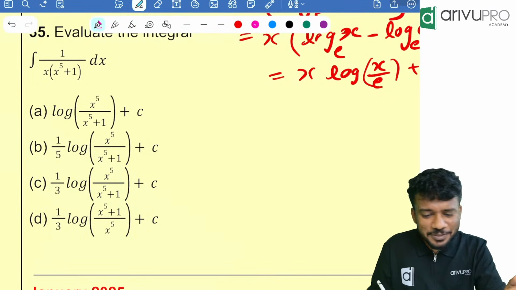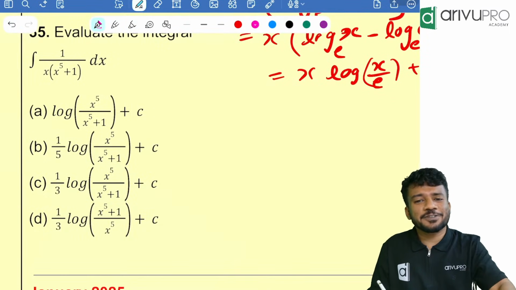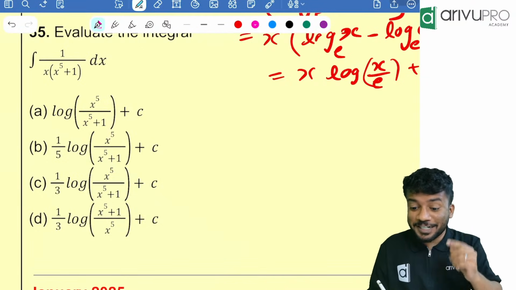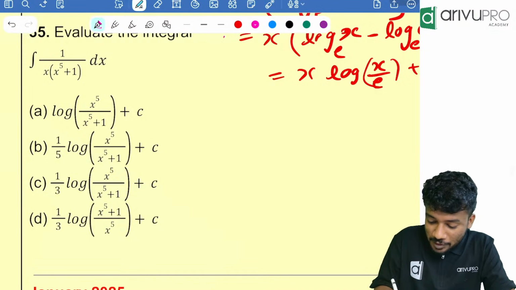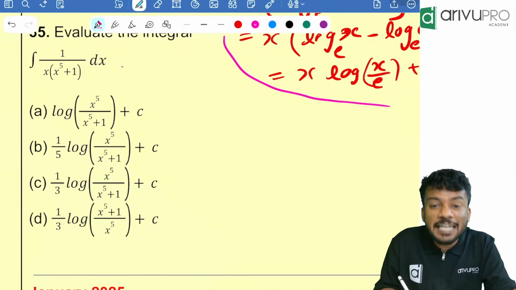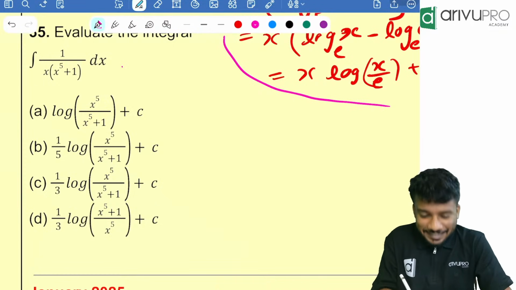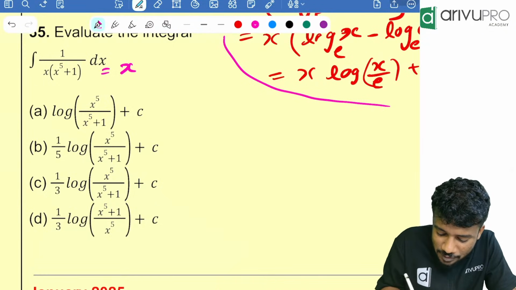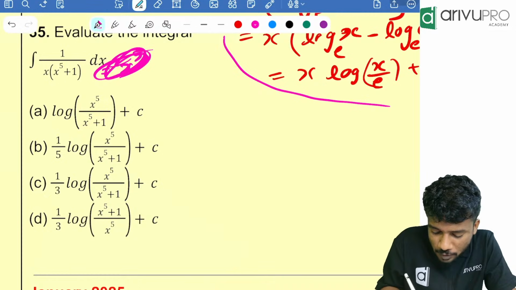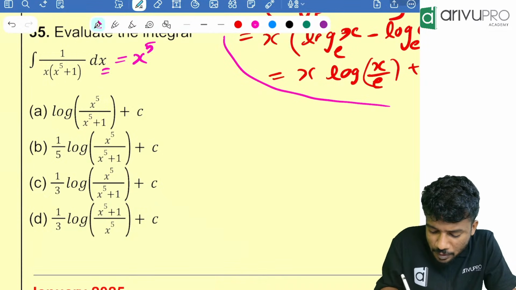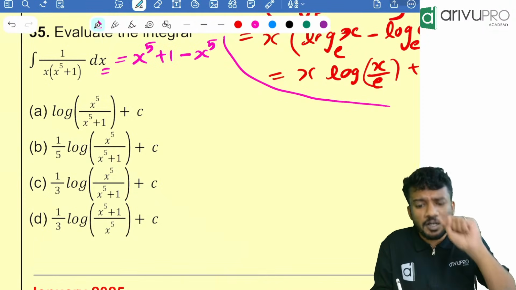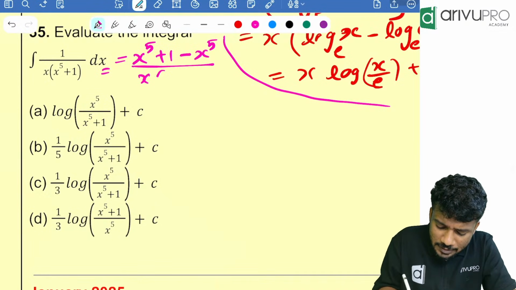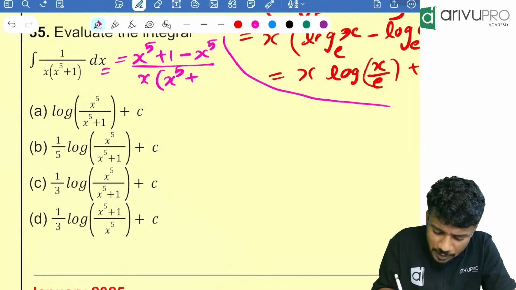It's a very interesting question if you ask me. The easiest way to solve is the same one which we already told, right? We need to split the numerator in the way we want to do it. So I will split it like this. It is nothing but x raised to 5. So the numerator is becoming x raised to 5 plus 1, then minus x raised to 5. So x raised to 5 will get cancelled off. What will remain? 1 will remain, divided by x into x raised to 5 plus 1.